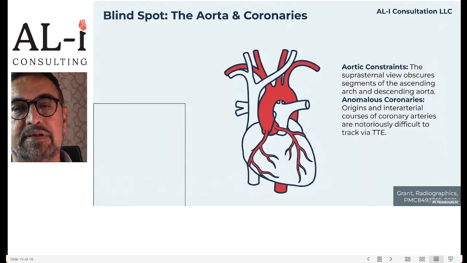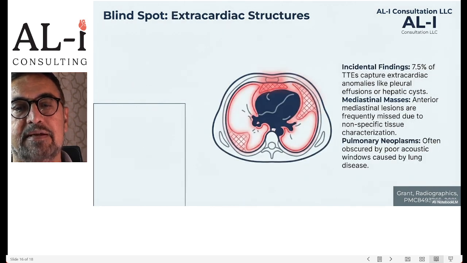Another blind spot is the aorta and the coronaries. Focused cardiac ultrasound can sometimes suggest abnormality, but is not designed for full aortic and coronary assessment. You should be careful not to overstate what focused cardiac ultrasound can conclude in these areas.